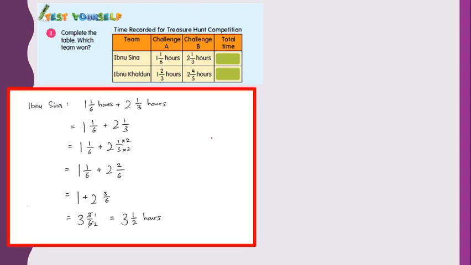So this is the calculation for Ibn Sina. 1 1 over 6 hours plus 2 1 over 3 hours. Okay, so you do the calculation and you will have 3 over 6, and this one you can simplify, dapat dipermudahkan menjadi 3 1 over 2 hours.